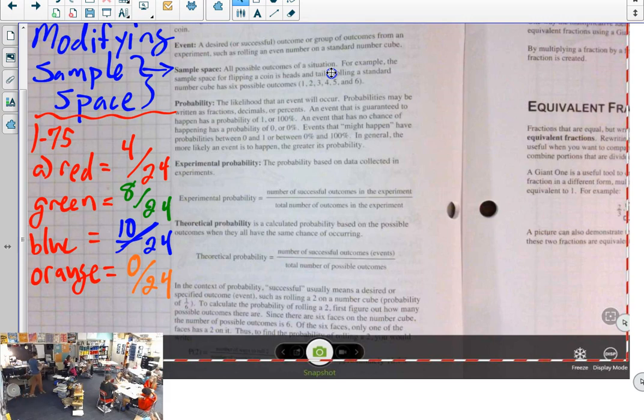Does that represent theoretical or experimental? Did you do it or did you look at it? You looked at it. So that would be theoretical. Sorry, sometimes anybody that wants to answer, just shout it out. So that's our answers for 75. Our probabilities, which can be left as fractions, or you can convert to decimals or percents if you want. And then it was theoretical because we looked at it, we did not do it. Keep working.